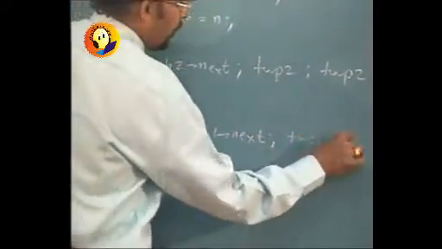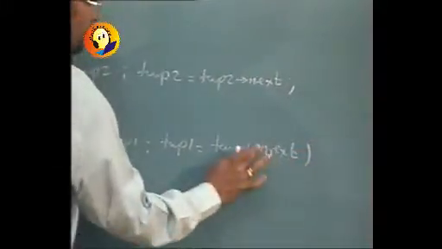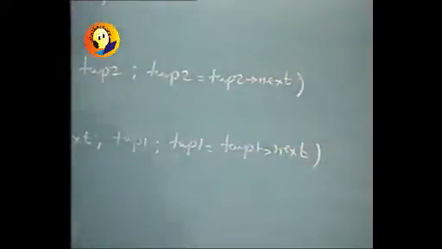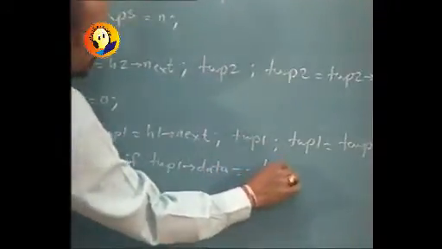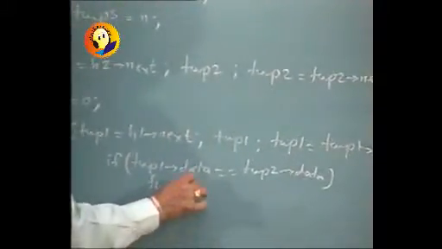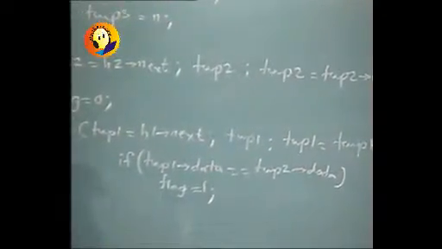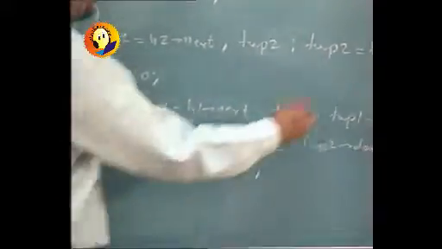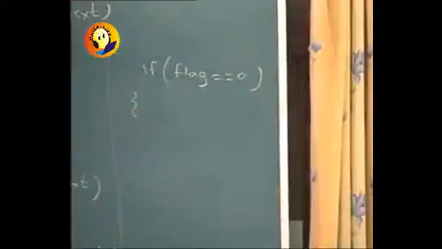temp 1 not equal to null, temp 1 equal to temp 1 arrow next. If temp 1 arrow data matches with temp 2 arrow data, in that case flag should become 1. So when I come out of this for loop, if the flag is still 0, that means there is no matching for temp 2. If flag has become 1, then it is the matching node, so I should not copy. So I will just put a check on flag saying that if flag is still 0, that means I don't have the corresponding matching node, then I will have to copy that node.